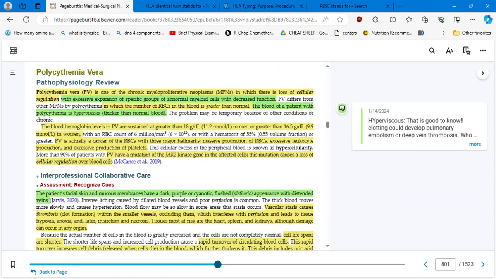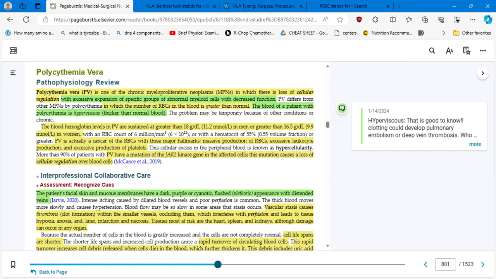Polycythemia vera is one of the chronic myeloproliferative neoplasms, myelo. So we need to remember the graphic from the previous chapter. We have the pluripotent stem cells that are coming from the embryo, and then it branches into two pathways, the myelo that is coming from the marrow, and the lympho that is coming from the lymphatic system, right?